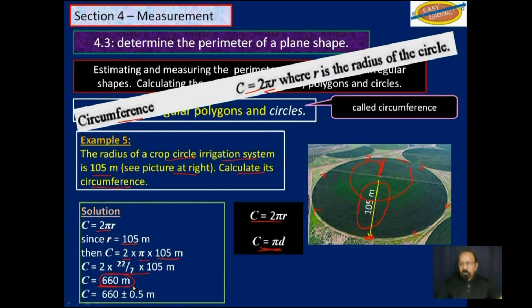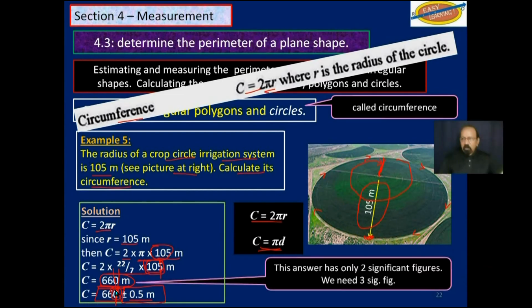But just to make sure that you know where you are rounding off at the ones position, you add plus or minus 0.5. Your answer must have 3 significant figures. So this 0 here is the uncertain digit. As I said, that 660 technically has only 2 significant figures. To show that it has 3 significant figures, you add this plus or minus 0.5 meter.